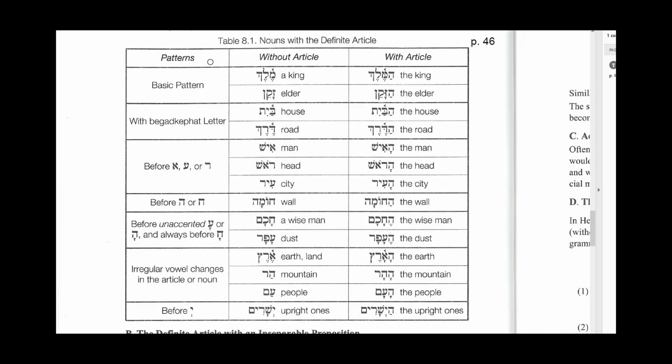Here we are on page 46 of the textbook. It gives examples of all the different types of patterns that the definite article can take. So we have the basic pattern and then various possibilities with a begad kafat letter before three of the gutturals, before hey and chet, the other gutturals, and then some of the other rules that are less common. So this is a very handy place to come back to when we're trying to figure out what an article is doing or what it's supposed to be doing.